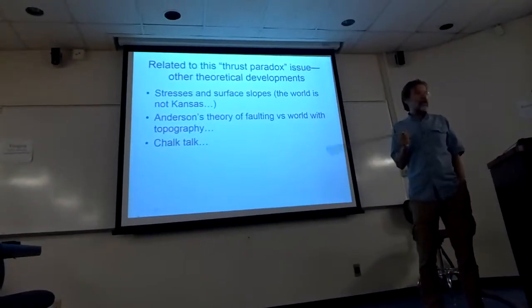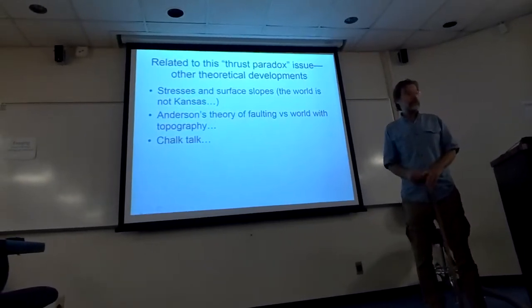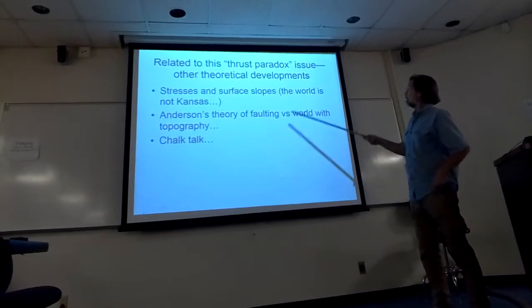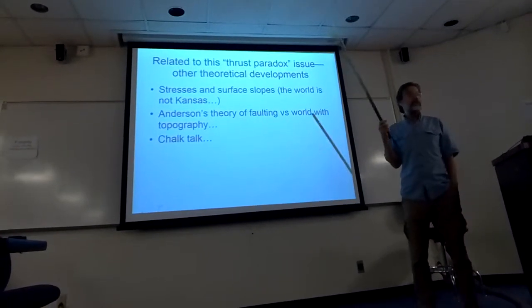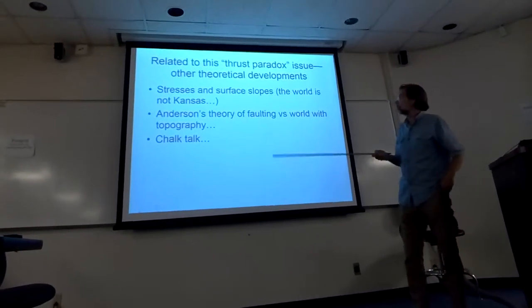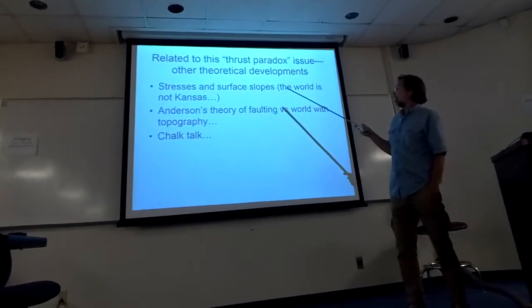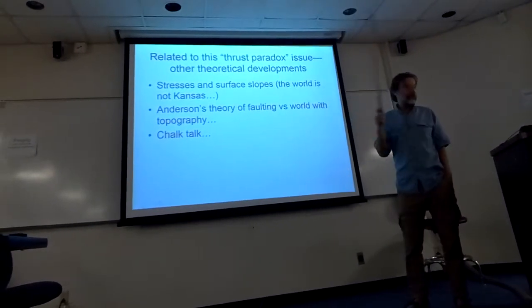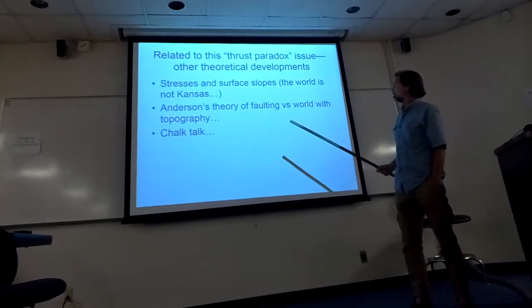This was also done in the absence of a context of what the real world might be like. And that is that most of the world is not, well, maybe a lot of the world is flat as Kansas, but in mountain areas, which is the area where active faults are moving, it is typically not as flat as Kansas. In fact, when you have stresses and surface slopes, you have a very different scenario that actually relates to this particular problem.